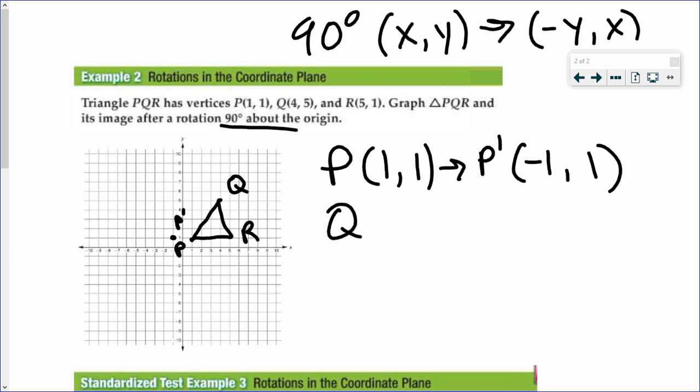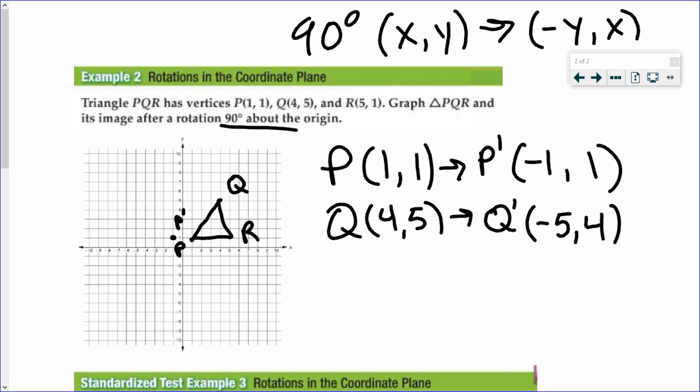What about point Q? So Q is at (4, 5). We want to rotate that 90 degrees. Q prime. We flip the ordered pair and change the sign of the y. So negative 5, 4 would be Q prime. So we go over here to the graph to negative 5, positive 4. And we get a point Q prime there.